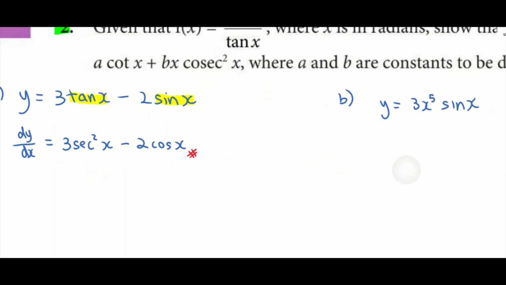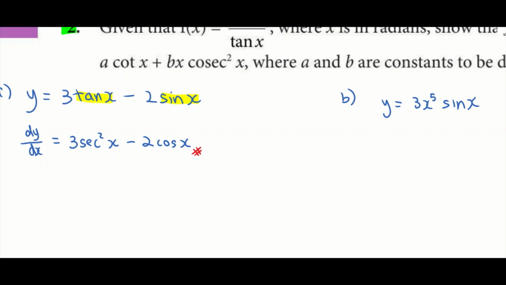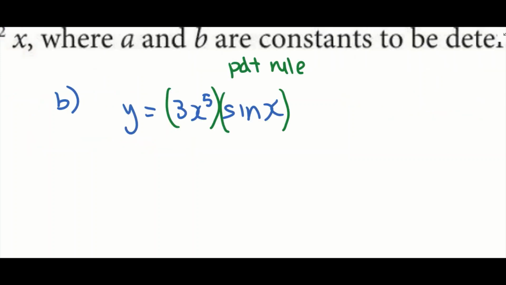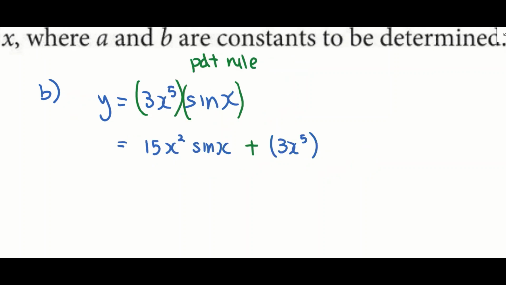Now I take a look at part B. What rule will you use? So this question is a product of two functions, 3x power 5 and sine x. Means what rule must we use? Product rule. And in product rule, remember, differentiate first. 15x squared. Keep the second. Plus, keep the first. And I differentiate the second. What happens when I differentiate sine x? Cosine x.